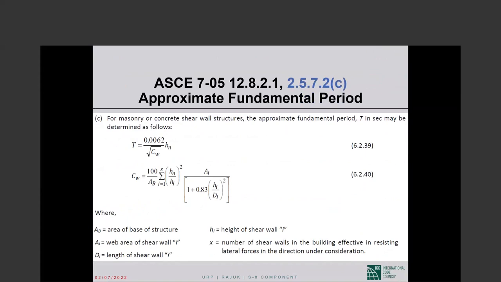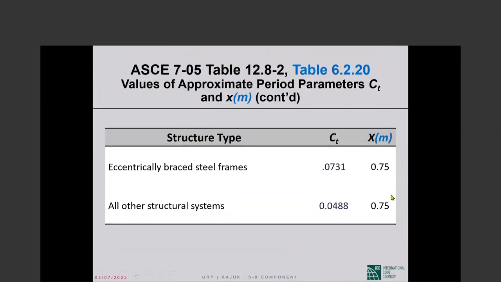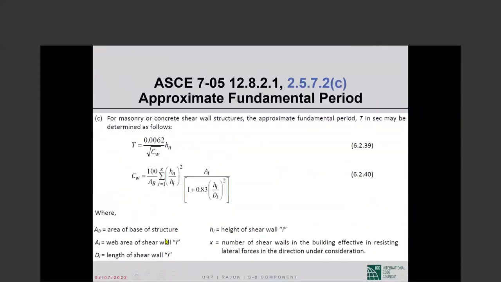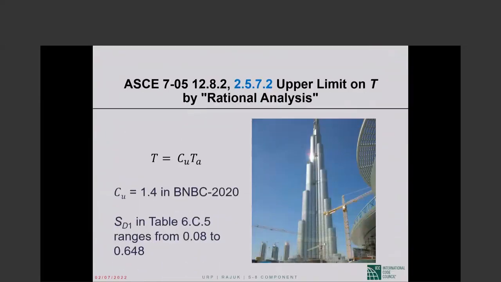For masonry or concrete shear wall structures, there is an alternative approximate period formula, alternative to 0.02 height raised to the power 3/4. I would caution you against using this formula. First of all, I wouldn't go into it, it's complicated, but more importantly, we have found that the formula is deficient in a couple of significant ways. And in later times, we have made some modifications to it. So my advice will be, don't try to use that one.